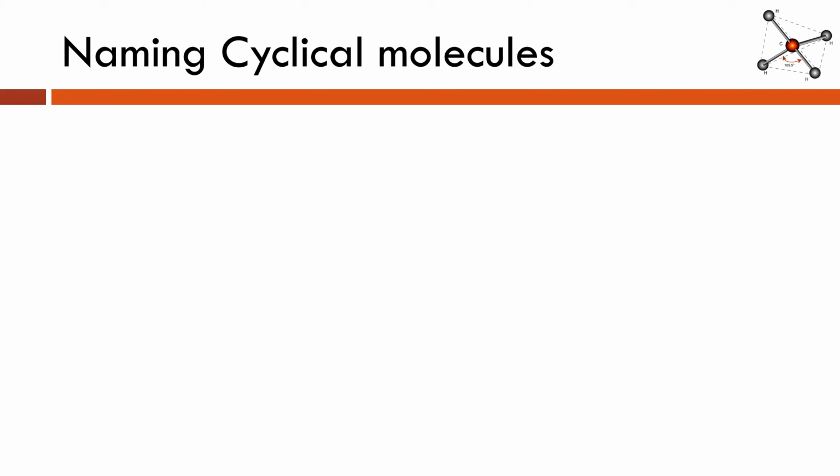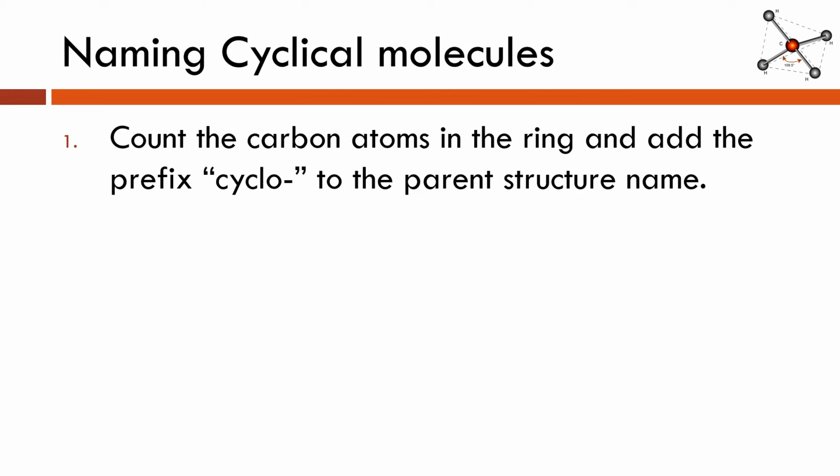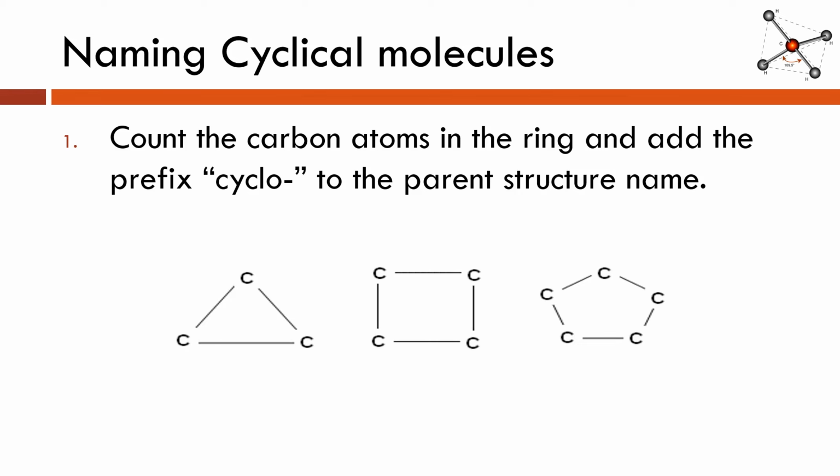Okay, so there are some really cool shapes that you can make with organic molecules. We talked about catenation in the previous lesson, and that's just the ability of carbon to bond to itself to form long chains, which we've been looking at, as well as rings. So these are called cyclical molecules or just simply rings. So we're going to count the number of carbon atoms in the ring and add the prefix cyclo- to the parent structure name. So we've got these three rings.